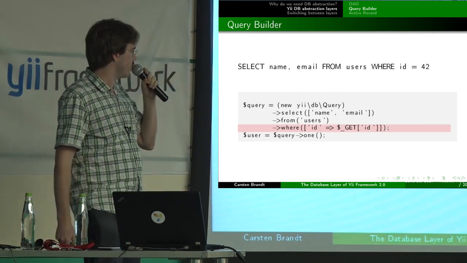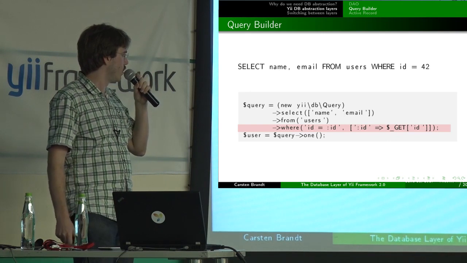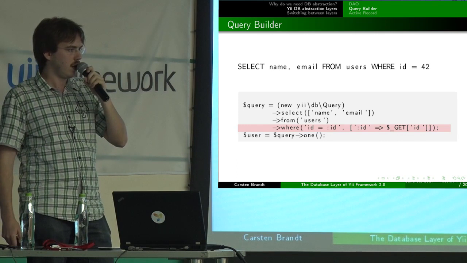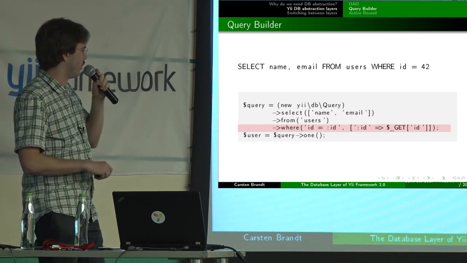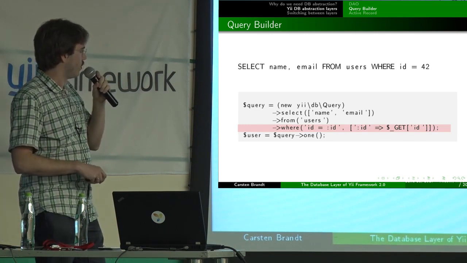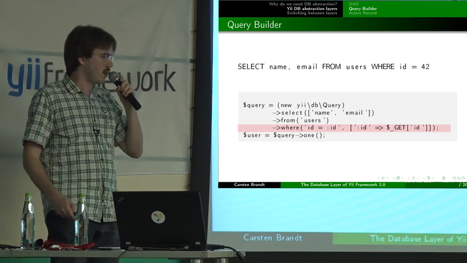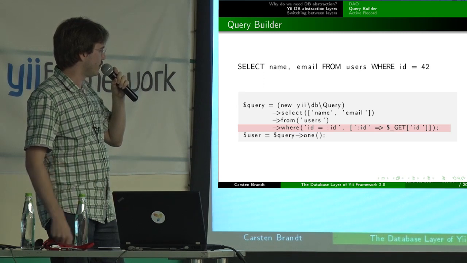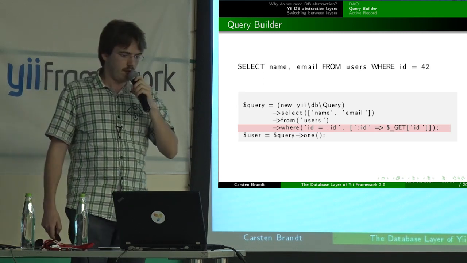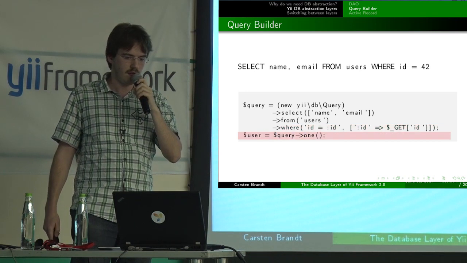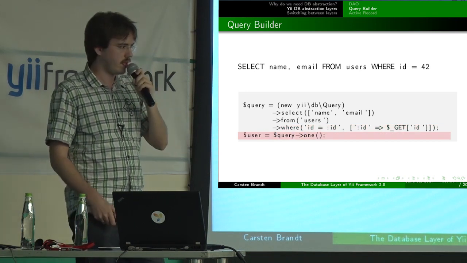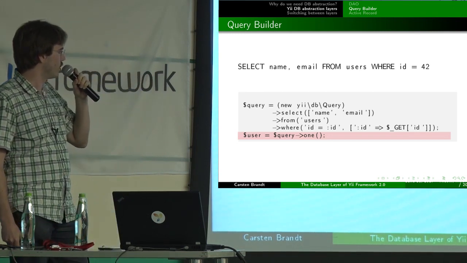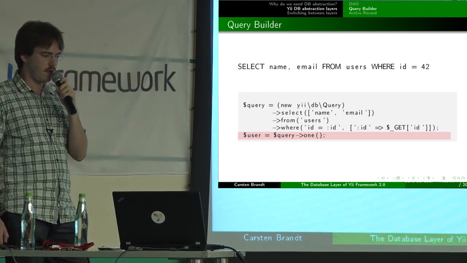Besides this array syntax, there is also the possibility to specify a string condition, if you need to write more complex conditions that are not column equals value. You can use different SQL syntax here and specify the parameters using the syntax. And the query also provides methods to retrieve the result. In this case, we get the user result as an array.